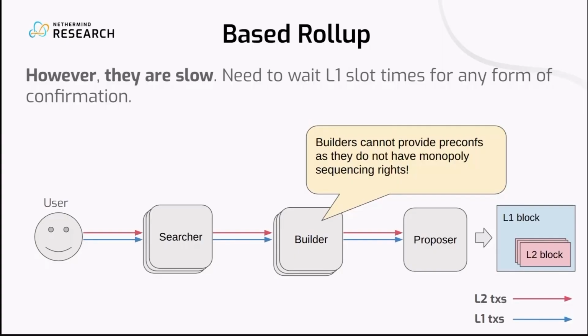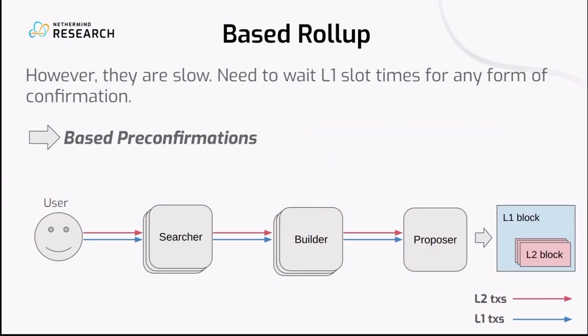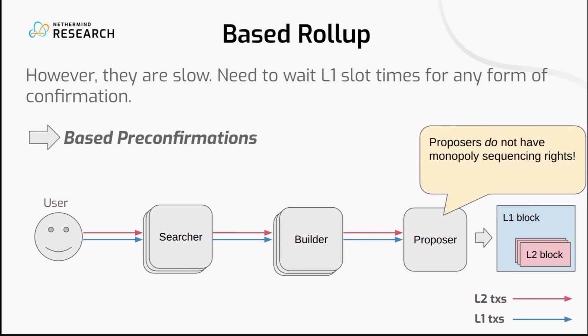So how can we provide pre-confirmations in a based rollup setup? Here's the idea of based pre-confirmations. The insight is very simple. The builder does not have a monopoly, but the L1 proposer that sits at the end here does have monopoly sequencing rights. They're the ones doing the final sign-off of the L1 block that also contains L2 blocks. So they do have the ability to provide pre-confirmations.